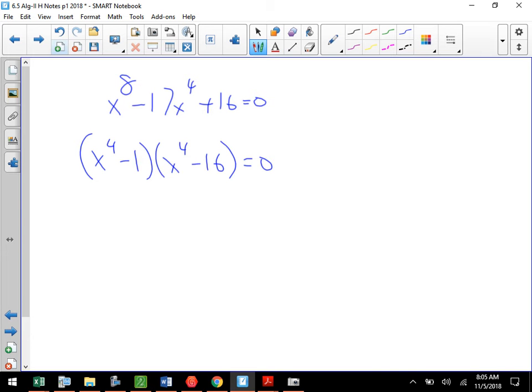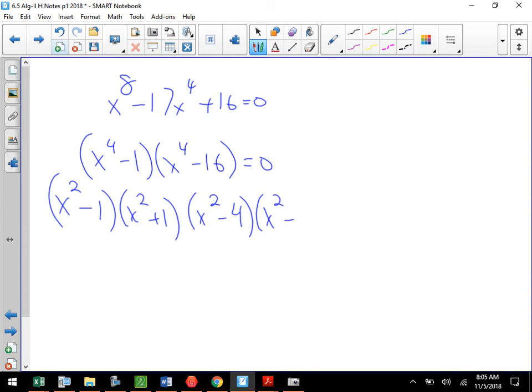Yes, sir. Exactly. So I branch out a little bit further because is x to the 4th a perfect square? Is 1 a perfect square? Is that a subtraction symbol? Yep. So I've answered yes to all those questions, which means I can rewrite it as x squared minus 1, x squared plus 1, and I can do the exact same thing with the x squared minus 16, and I'll get x squared minus 4, x squared plus 4.